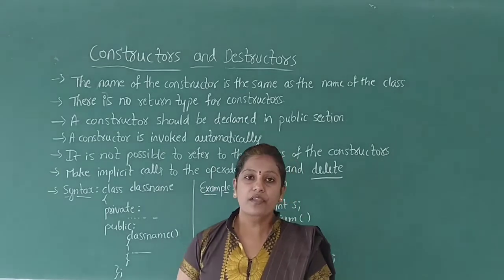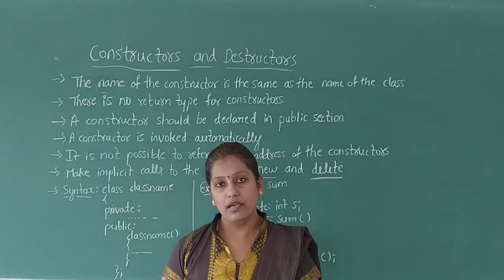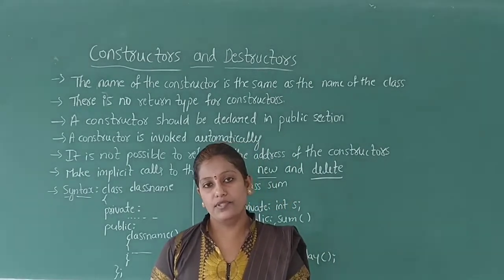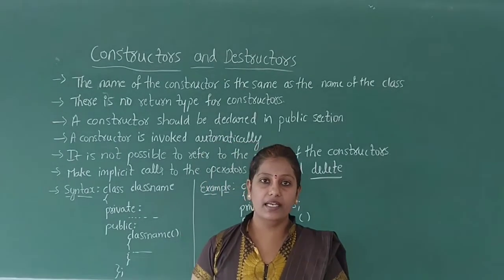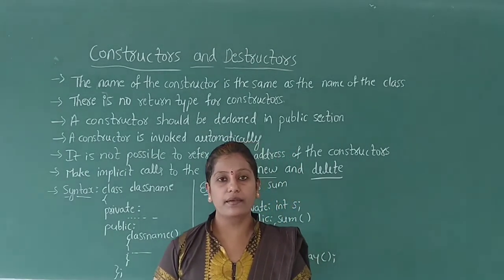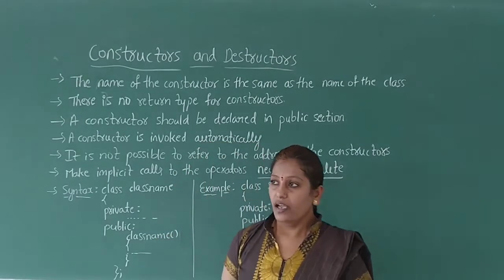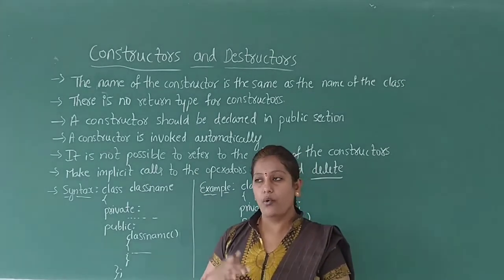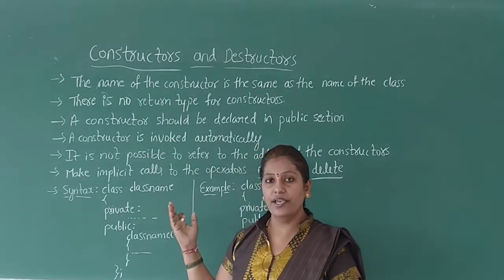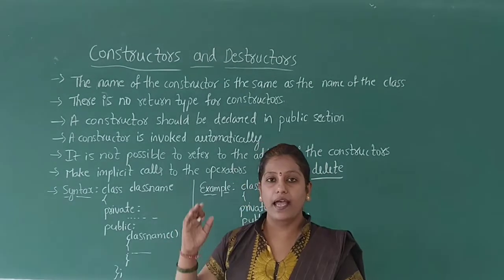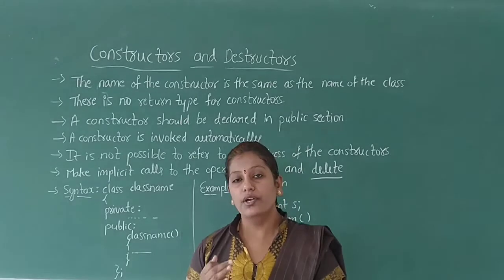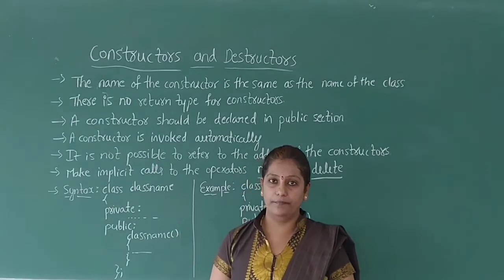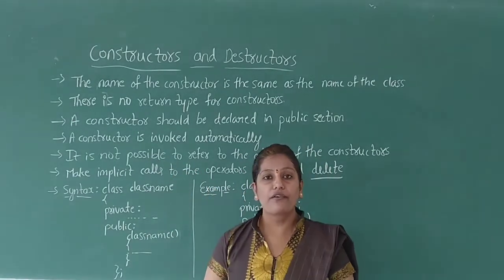In this chapter, we discuss special member functions that are used to initialize and destroy the objects of a class automatically so that the memory utilization can be optimized. Here we use two member functions. One member function, the constructor, is used to initialize the objects, and one more is the destructor, which is used to destroy the objects which are created using the constructor member function.